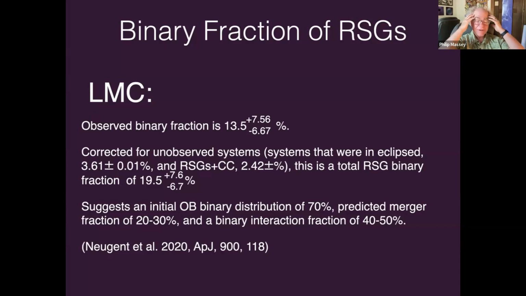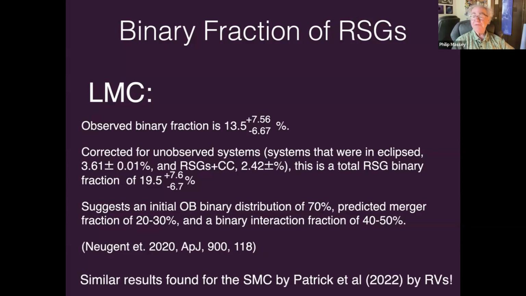Now, this seems like a small number, right? Because we know OB stars have a binary fraction more like 70%. But in fact, it's exactly what you would expect. And the reason is, as an O star expands into a red supergiant phase, any close companions are going to merge. And sure enough, it's consistent with a BPASS merger rate of about 30%. And so if someone comes up with a higher binary fraction than this, you got a problem.